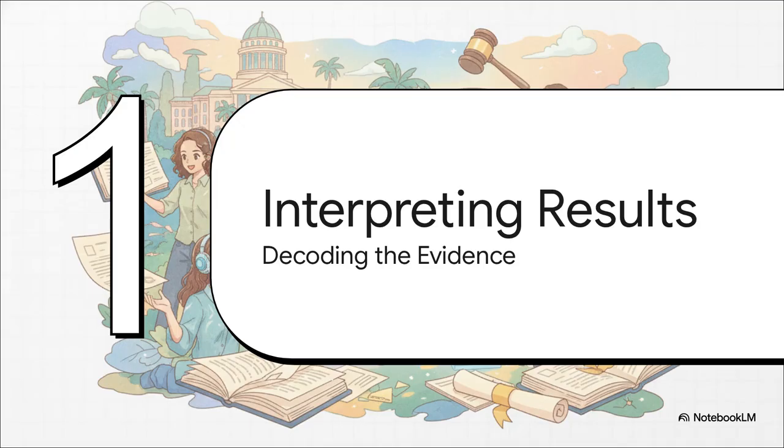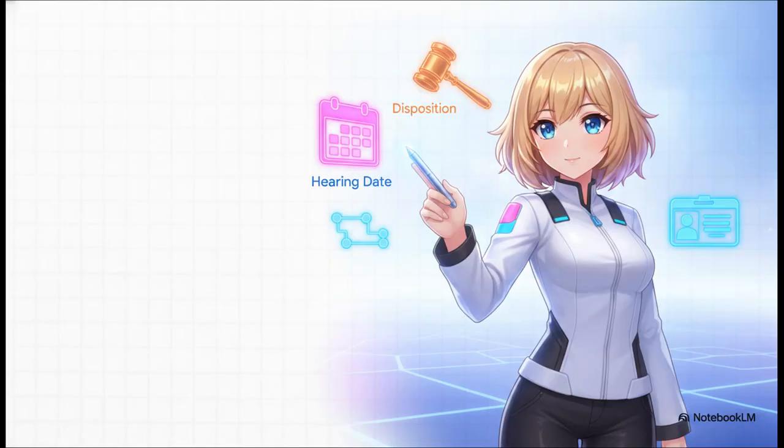All right, Section 5, interpreting results and tips. Decoding the evidence. Finding the record is great, but now we have to translate the legal jargon into plain English. When you pull up a record, you're going to see these terms constantly. The cause number? That is just the unique tracking ID for that specific lawsuit or charge. The docket is simply a chronological schedule or summary of everything that's happened in the case so far.